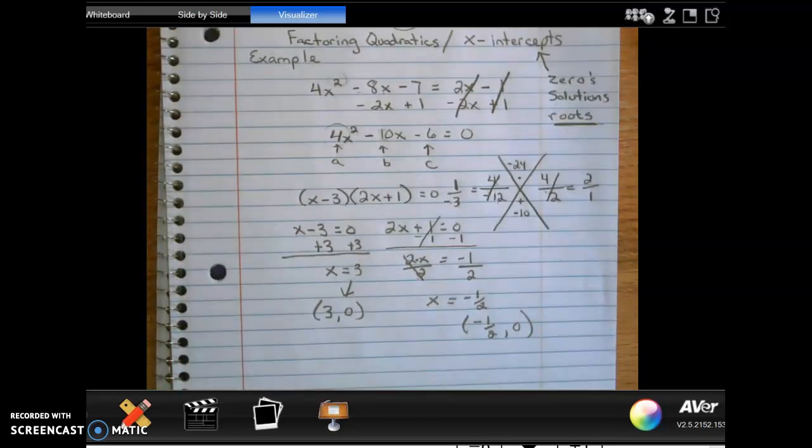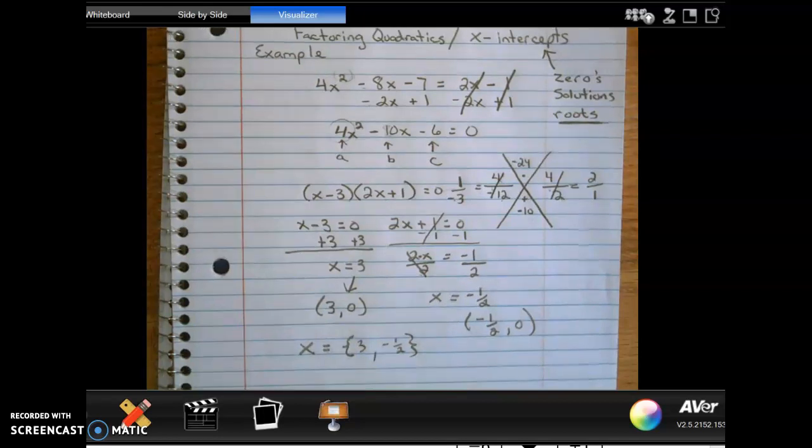Now on the quiz later this week, they also could be possibly, I don't like this format for x-intercepts. I would prefer this format here. But they may be listed as an x-intercept of 3 and an x-intercept of -1/2, like that. So just as long as you have those numbers correct, you've done a great job.